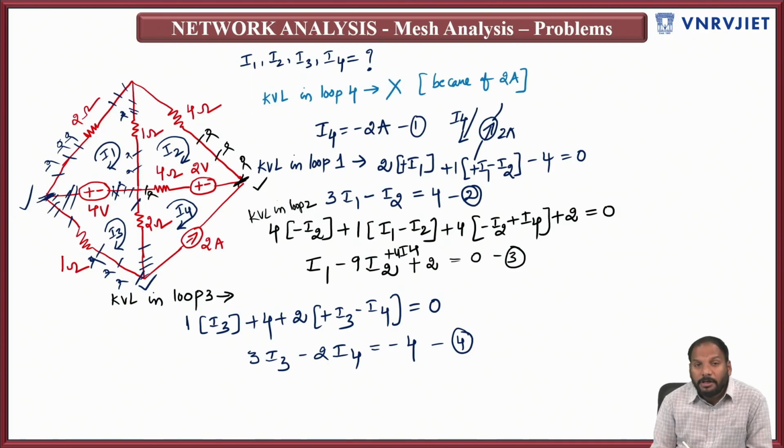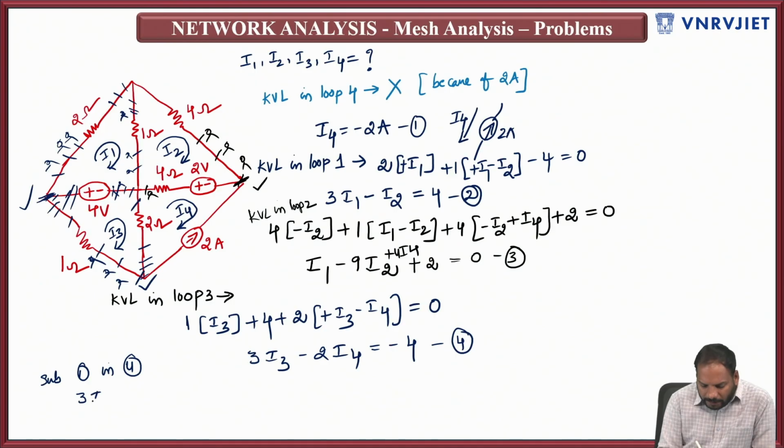So from this, how many equations? There are 4 equations. How many unknowns? 4 unknown. Straightforward, it is a case 1 problem. So you can solve 1, 2, 3, 4 to get the values of I1, I2, I3 and I4. So I will try to solve it now. So try to substitute equation 1, okay, in 4 directly.